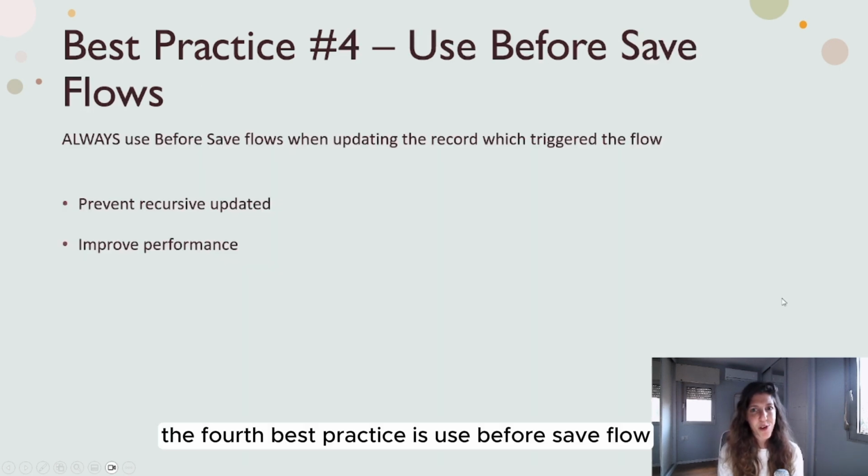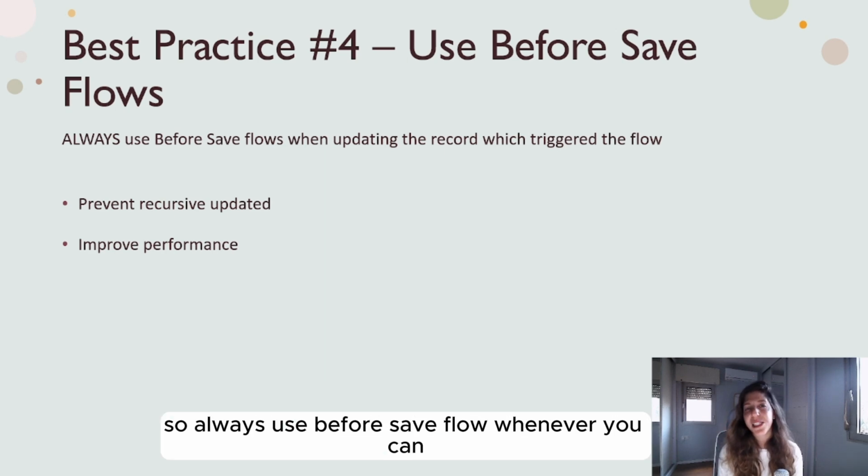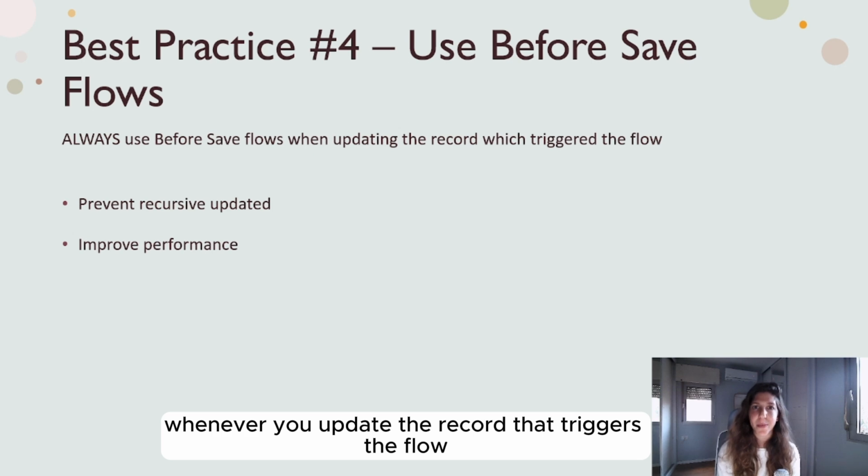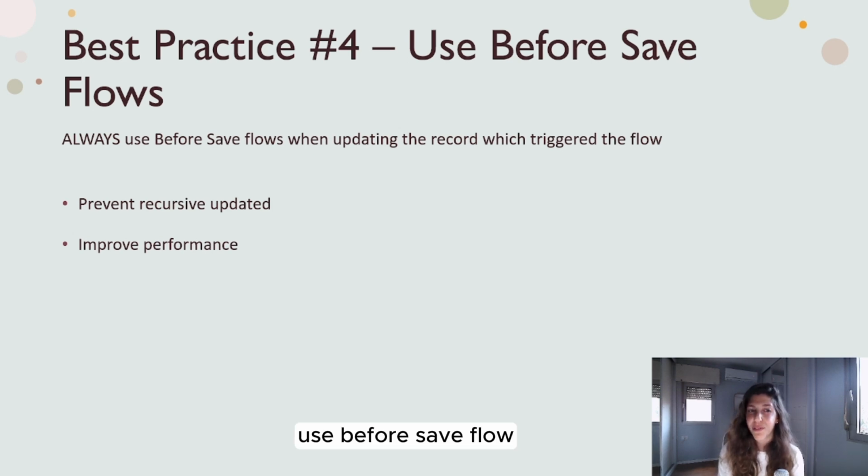The fourth best practice is use a before save flow. So always use a before save flow whenever you can. Whenever you update the record that triggers the flow, use a before save flow. That's in order to prevent recursive updates and improve performance.